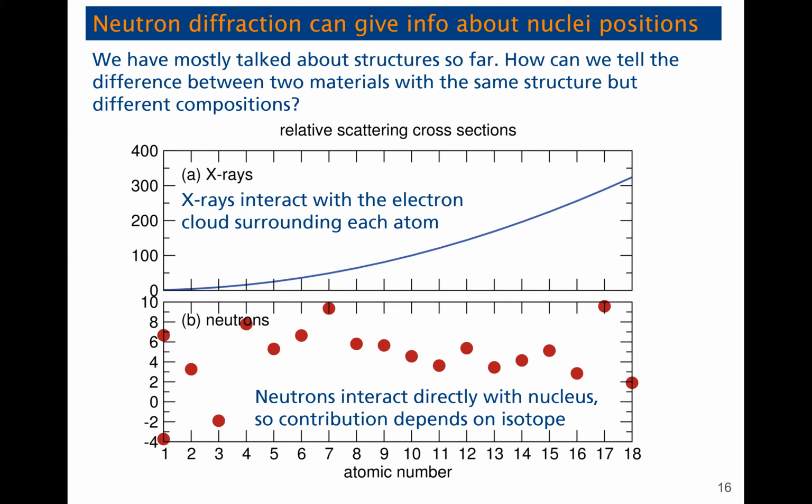So neutrons are interacting directly with the nucleus of the atom. So there's a lot smaller difference between the nucleus of two neighboring atoms compared to the electron cloud. So it sort of evens the playing field here. And the bottom graph is showing the different scattering cross section that you would get from neighboring elements, and it's a lot more similar. This means it's easier for us to see lighter elements.